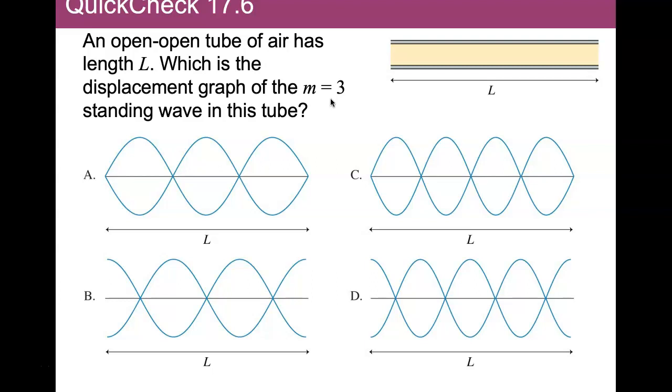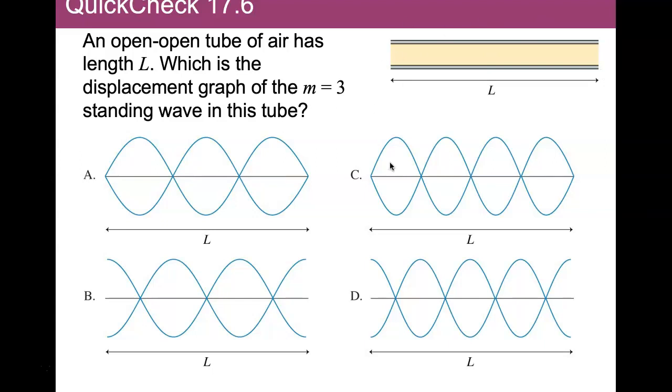All right, so that's one piece of information. The other piece of information is this is a displacement graph, and we have open ends. So for open ends, the displacement must have antinodes, right? For closed, it has nodes. For open, it has antinodes.